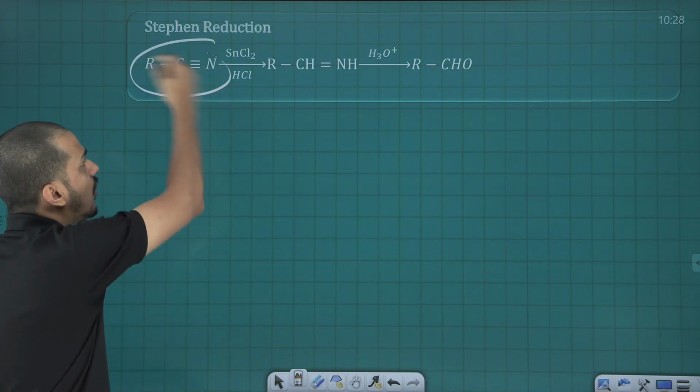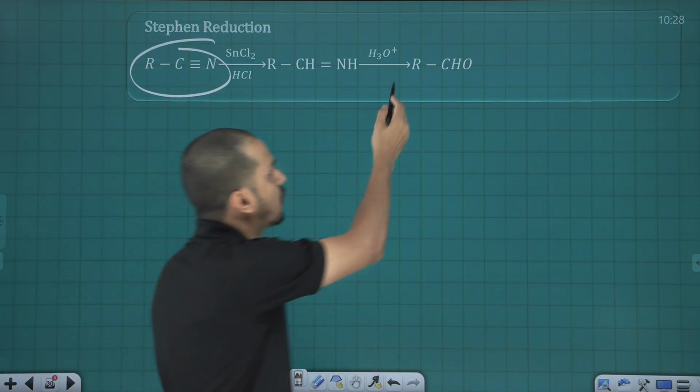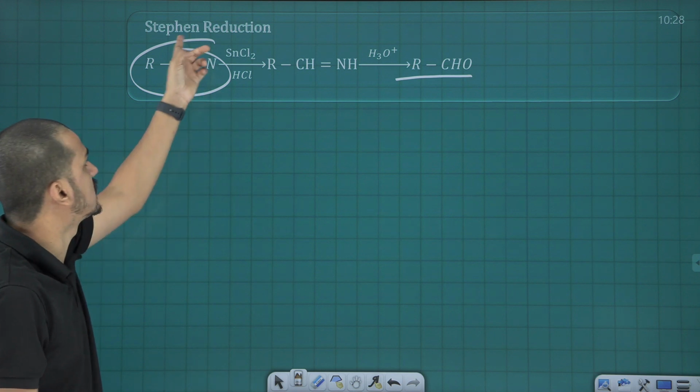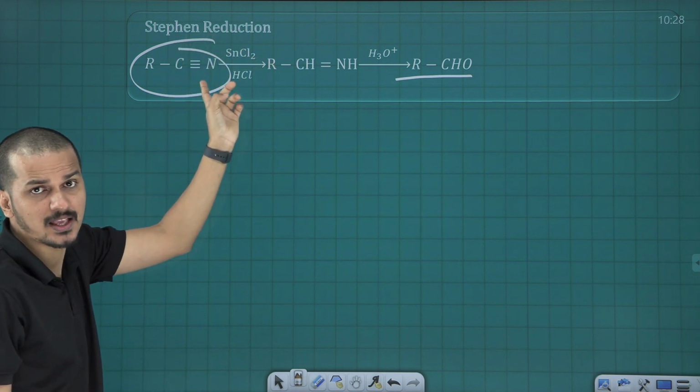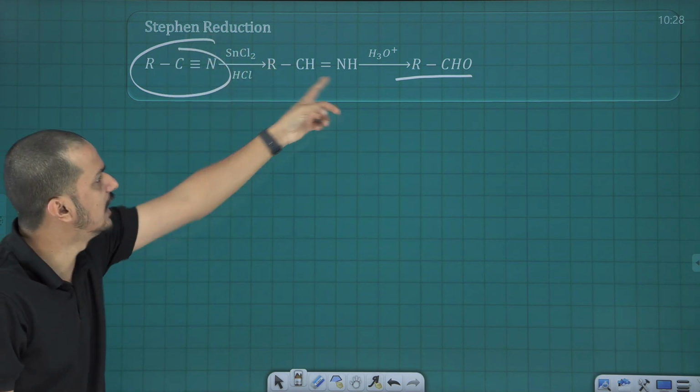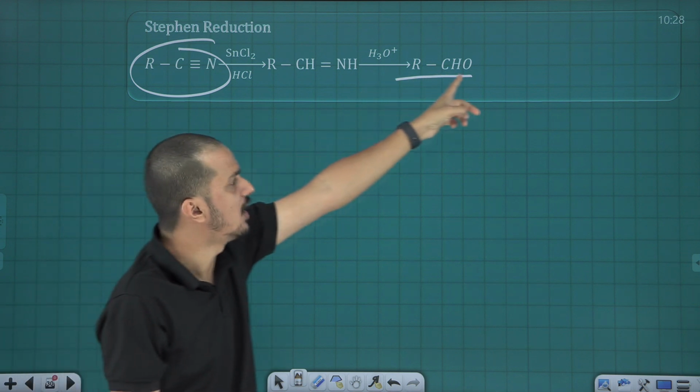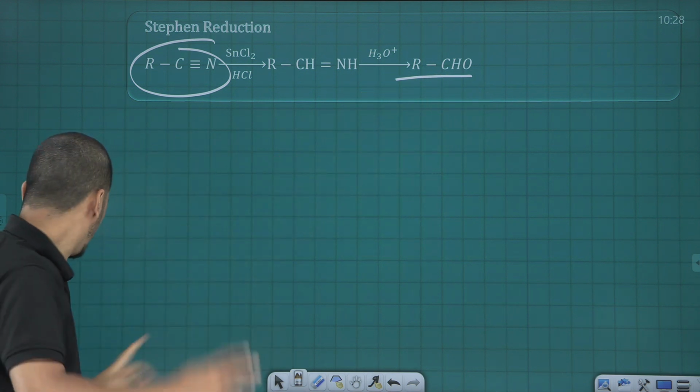Next, Stephen reduction, from nitrile compounds. How will we prepare the aldehyde from a nitrile? That is what Stephen reduction explains. What is the idea? You treat it with SnCl2 and HCl, then you hydrolyze, and you get RCHO. Keep that idea in mind.